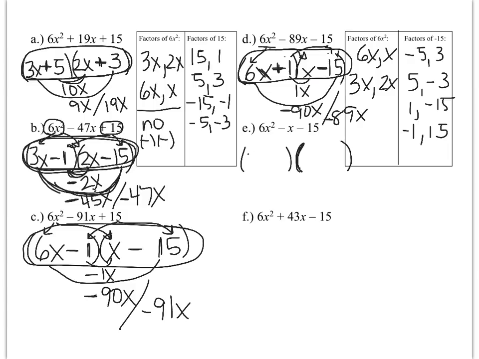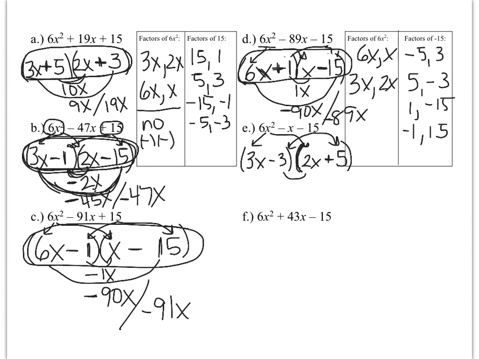So I'm going to try 3x times 2x, right? So whatever goes in the first spots has to multiply to give me 6x squared. So right now it does. And then I'm going to try 5 and 3. So let's say I put negative 3 and positive 5. I have to have signs that are different because I'm trying to get negative 15. Whatever I put in the last spots has to multiply to give me negative 15, and it does. So now let's check my inners.